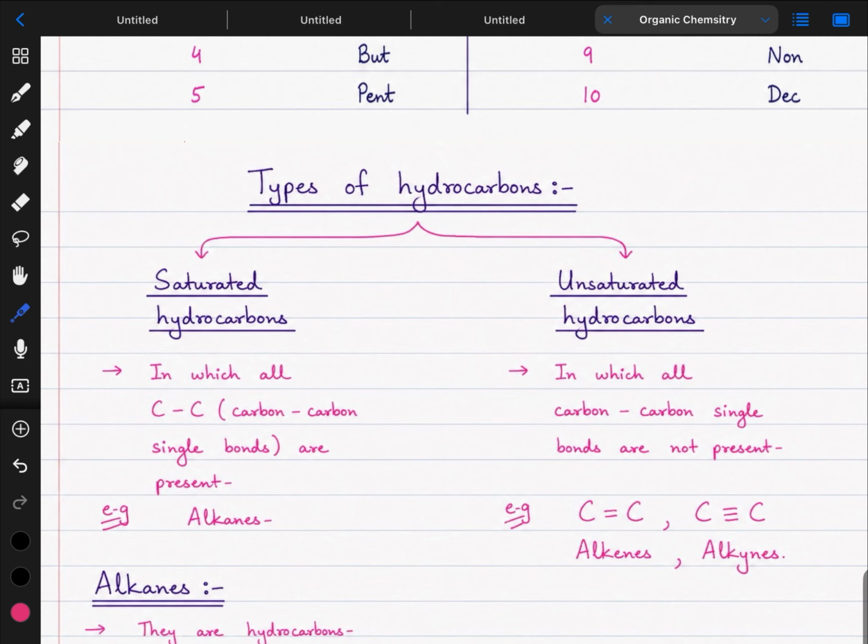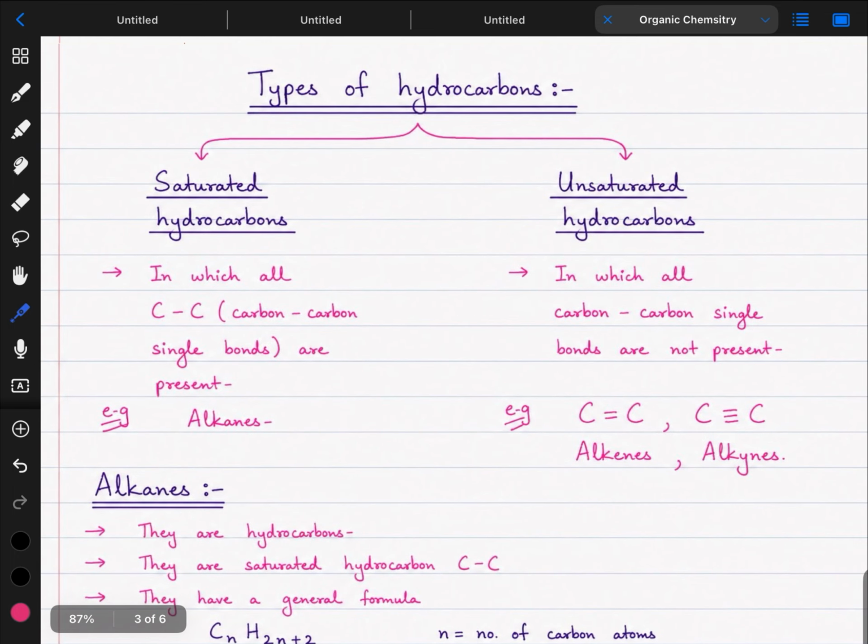We have an example of alkanes, and unsaturated hydrocarbons are those compounds which do not contain only carbon-carbon single bonds, but they contain either a double covalent bond or a triple covalent bond. We have the example of alkenes as a double covalent bond and alkynes as a triple covalent bond. However, alkynes are not in our syllabus, so we're not going to consider them further.